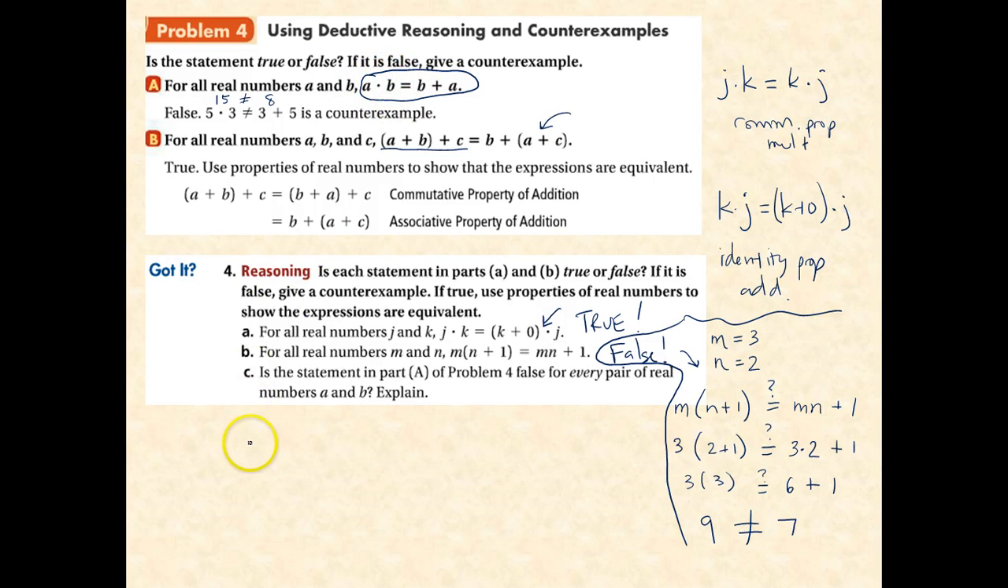So I know that 2 times 2 is the same as 2 plus 2. They both equal 4. That's one of those magical relationships. So no, because 2 times 2 is the same as 2 plus 2. It's not false for every pair of real numbers. It's not false for this pair.